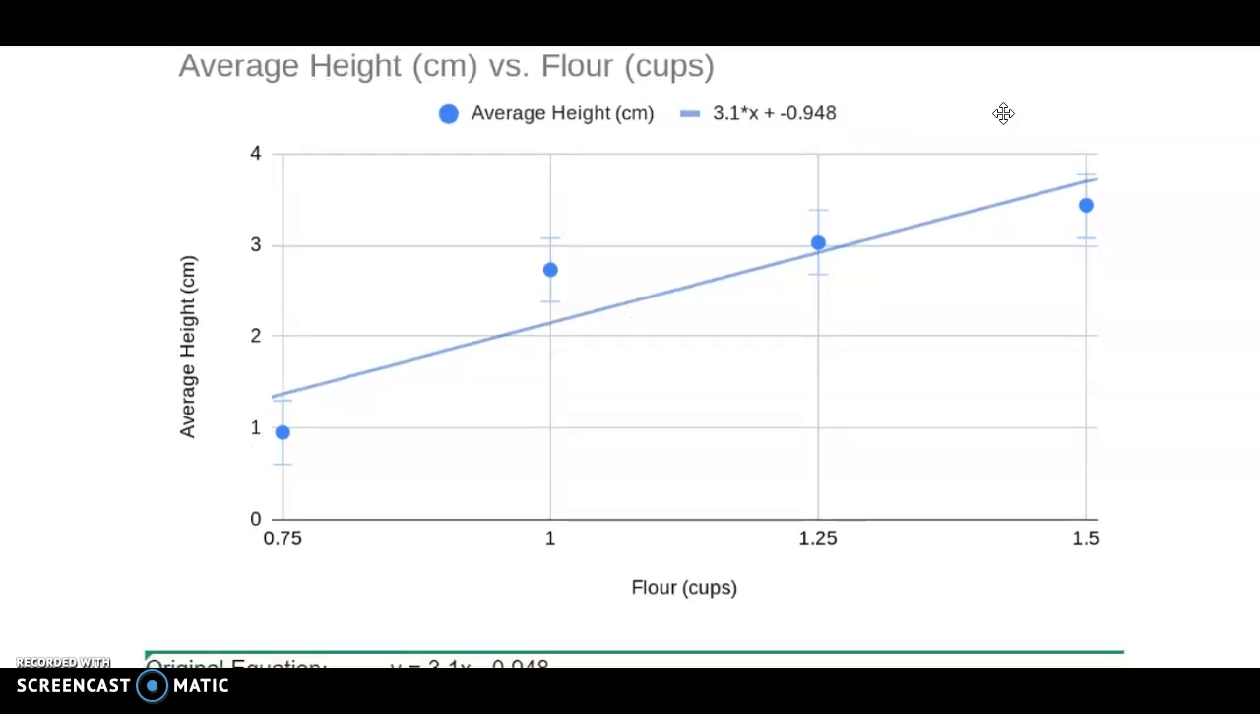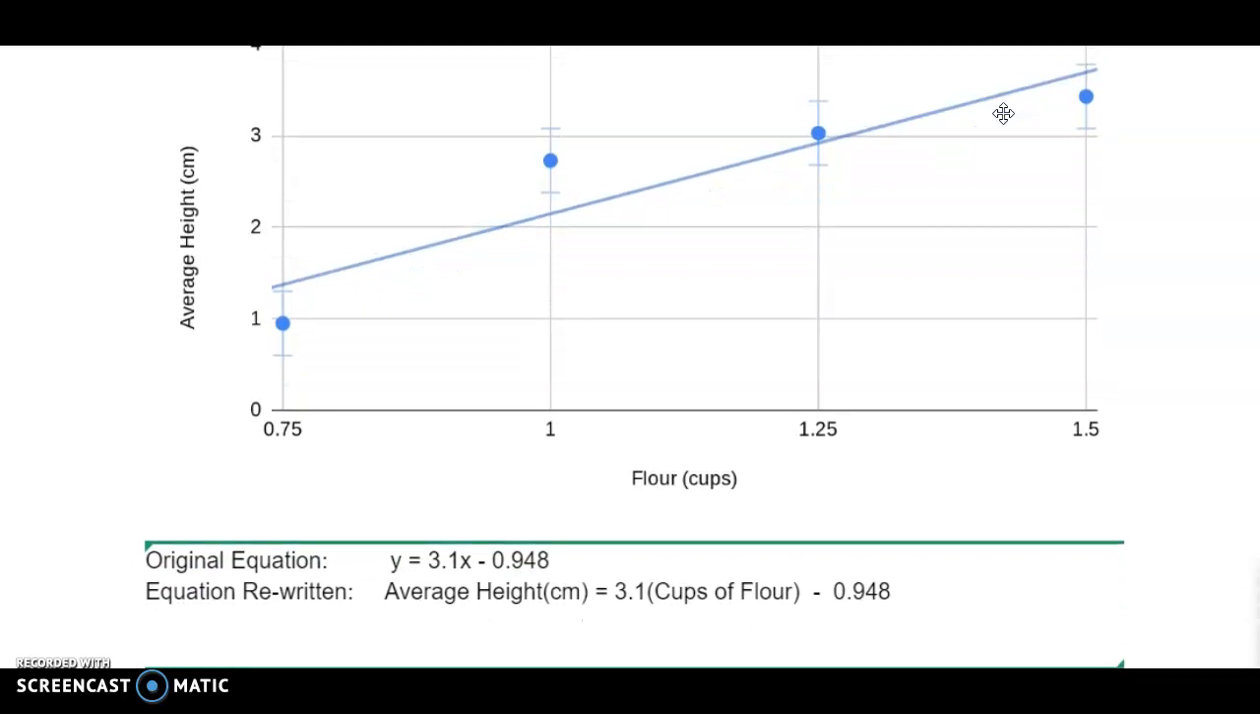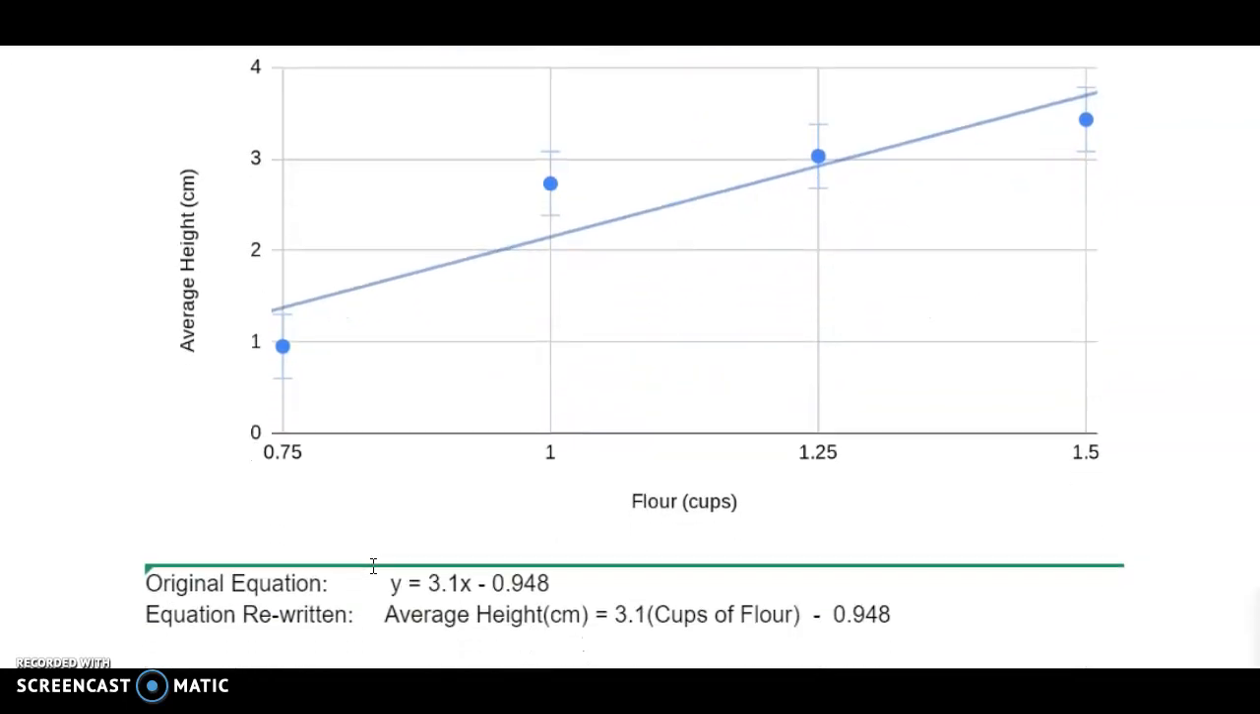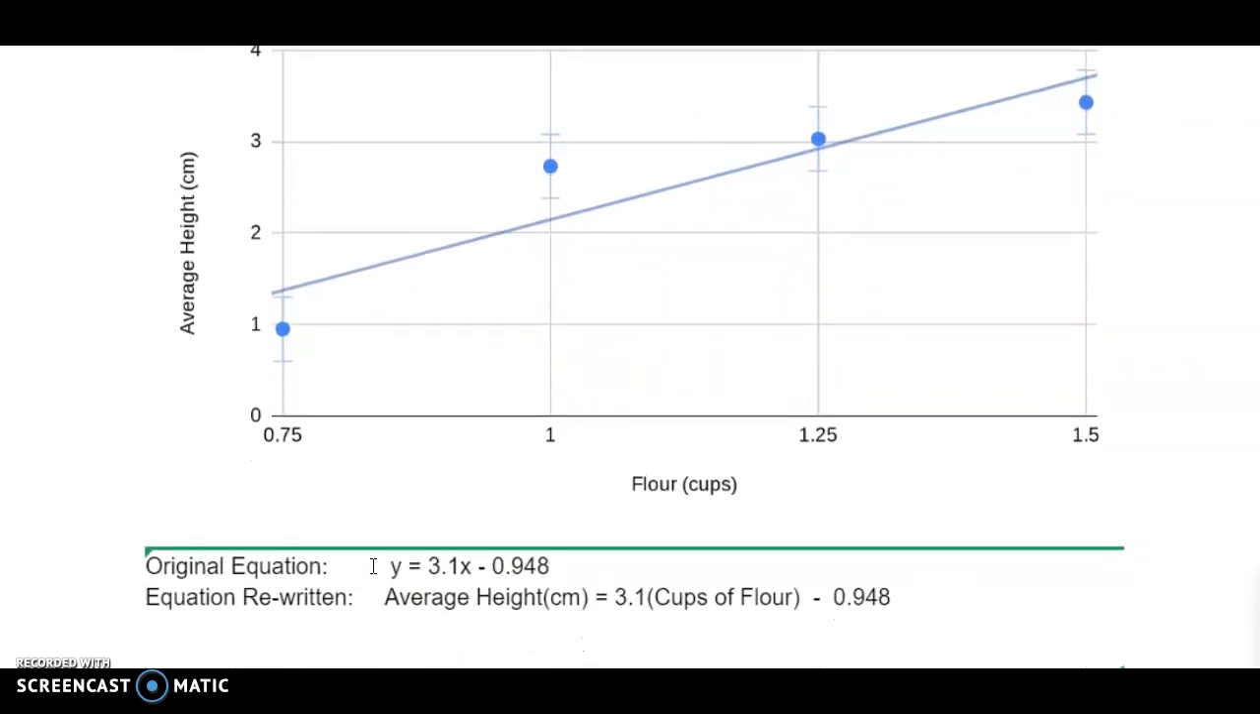So what I would do in my analysis is I would start by writing the original equation, rewriting it in normal y equals mx plus b format. So up here it said, just 3.1 times x plus negative 0.948. But I'm going to rewrite that as y equals 3.1x minus 0.948. That's y equals mx plus b form.